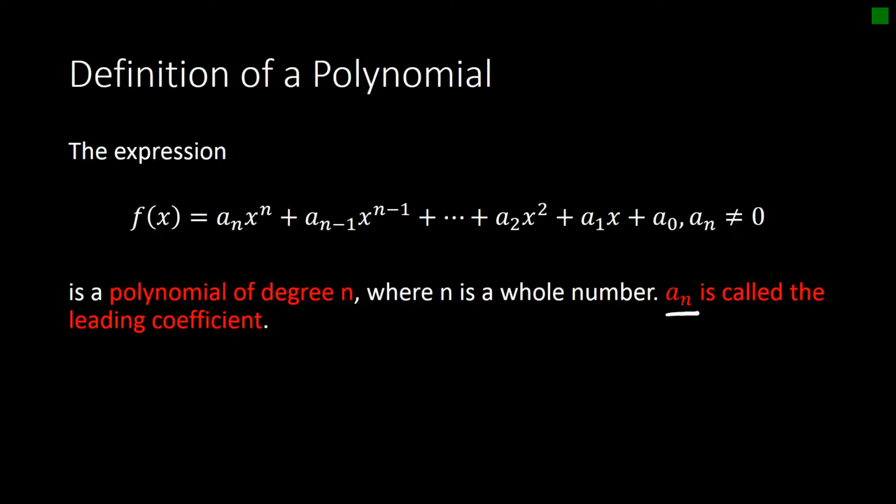Here, a sub n is called the leading coefficient, and n is the degree of the polynomial. So, a sub n times x to the n represents the term that contains the highest power of x. So, the highest power of x here is n, that is the degree, and the coefficient associated with that is called a leading coefficient.